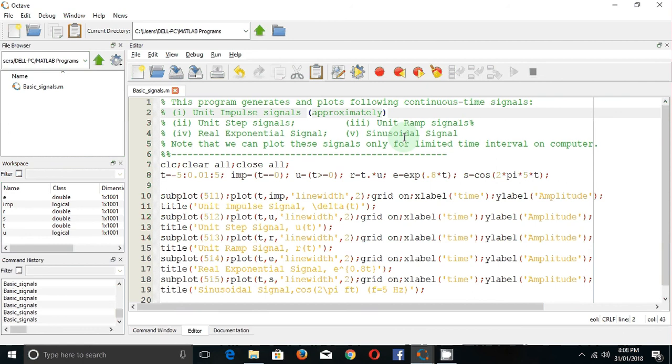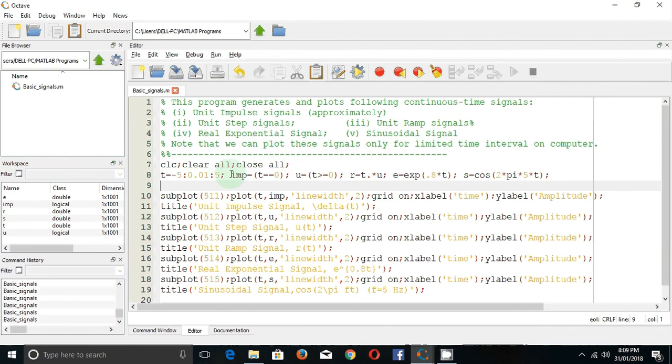And one more thing, we are going to plot these signals for a limited time interval, because we cannot plot from minus infinity to plus infinity on a computer, so we will take a finite time interval, which is t from minus 5 to plus 5 with an interval of 0.01 in this program. So here is the code.